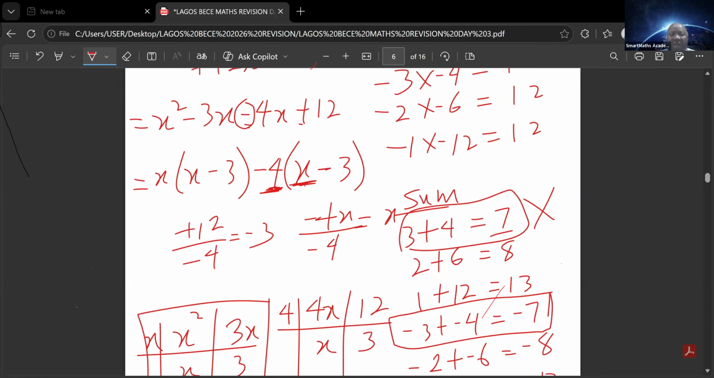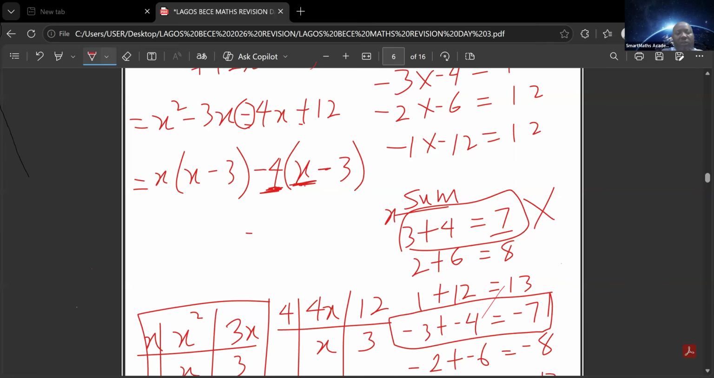You can now see that what we have in the brackets are the same. So our final answer will be x minus 3, close the bracket, then x minus 4. That gives us the final answer.